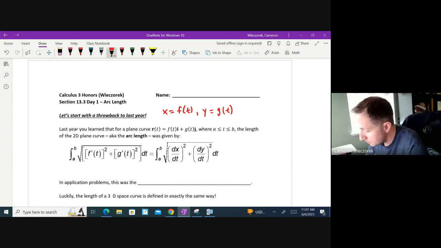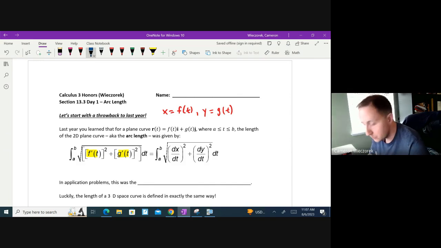Then the length of that plane curve, the arc length, if I wanted to know how long that curve was from t equals a to t equals b, I would take the integral of the square root of dx dt squared plus dy dt squared, or in other words, the square root of f prime of t squared plus g prime of t squared.